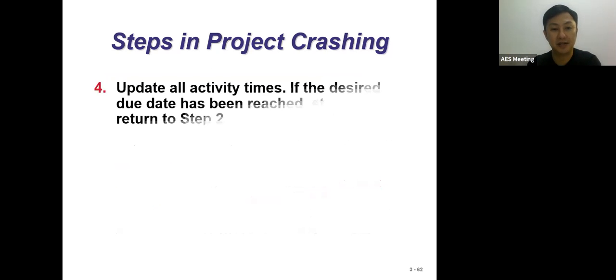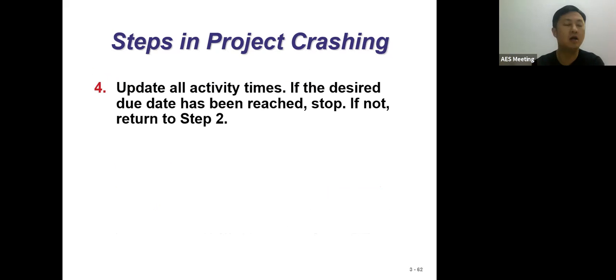For your understanding, we go step by step. Now the number 4 step says we update all the activities. So far we have done the first step, the second step, the third step. Now in the 4th step we update all the activity times. Based on the times you are reaching, if you reach the target, you are fine. If you have not reached it, you should return to step 2 and do it again.